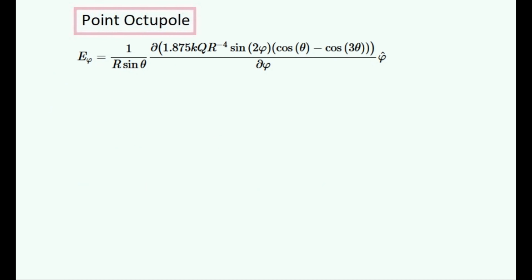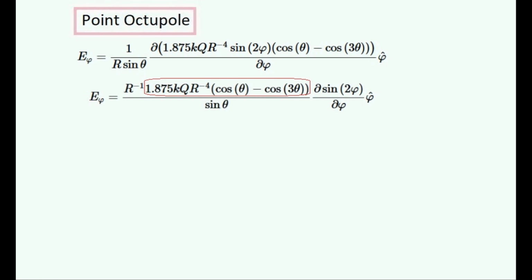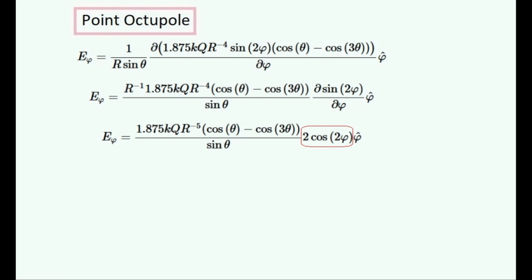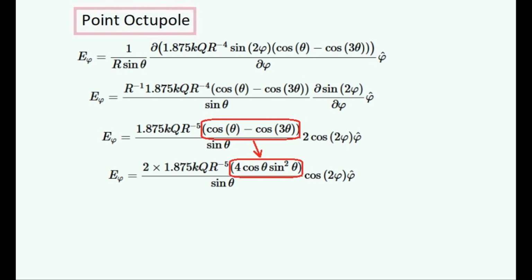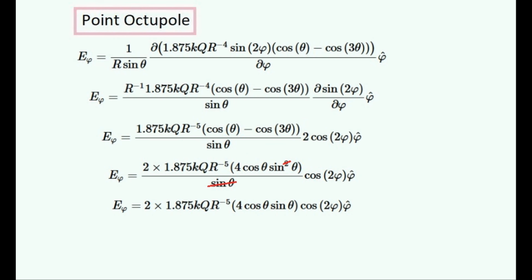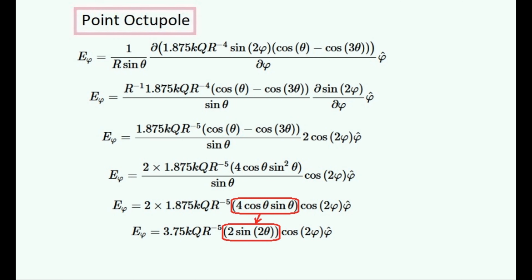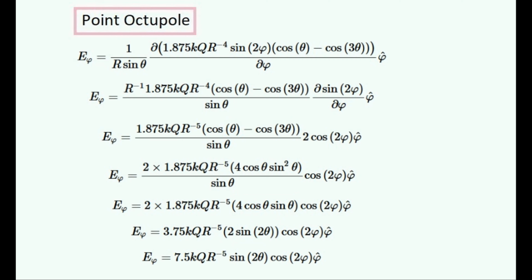Lastly, we have to find this phi component of the electric field from this partial differential equation. We then factor out all of the terms that are like constants for this equation. Then we partially differentiate the remainder of this equation. We then use some trigonometry to transform this part of the equation into this, and then we can cancel out these sine terms. We can then use trigonometry again to transform this part of the equation. After simplifying this equation, we get this last component of the electric field.